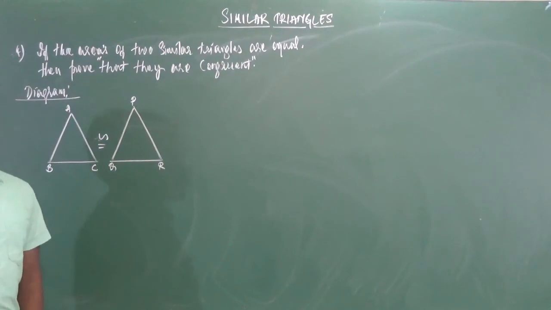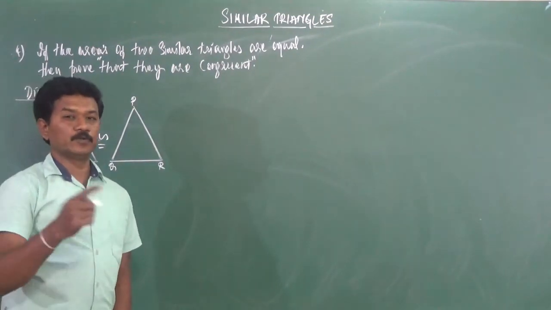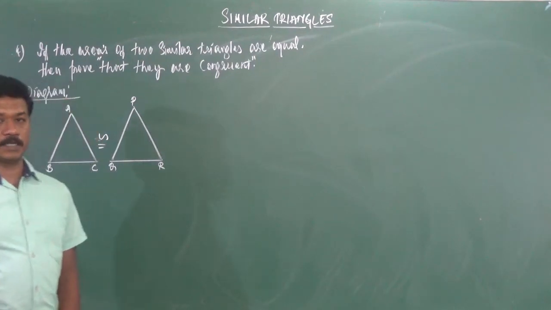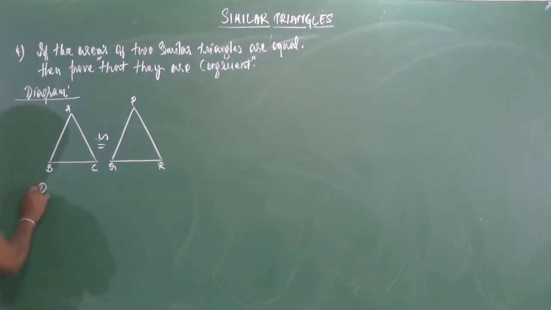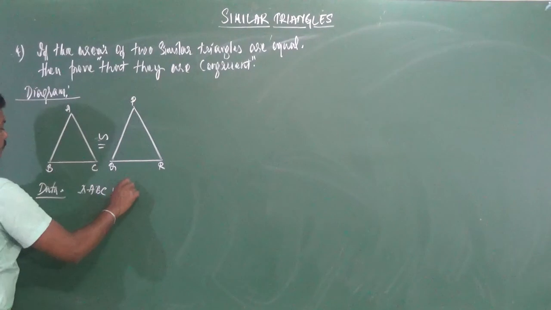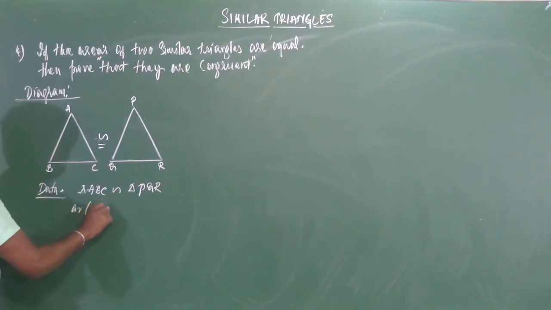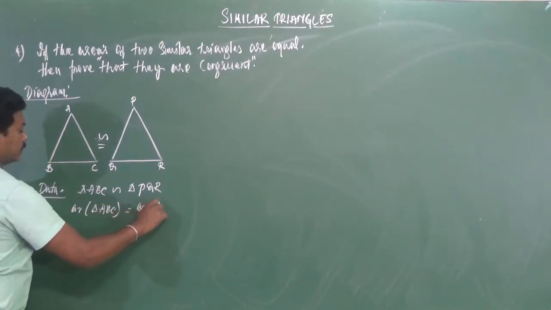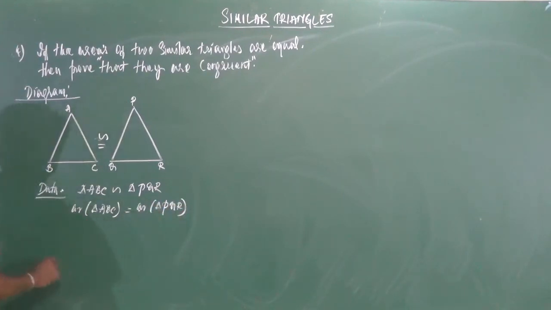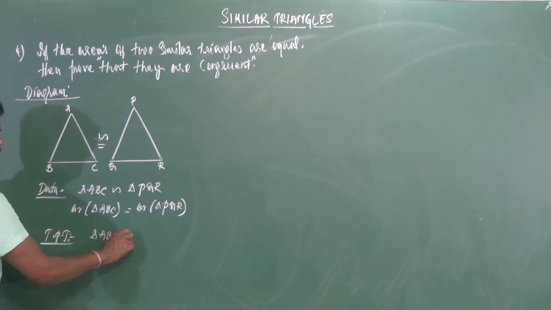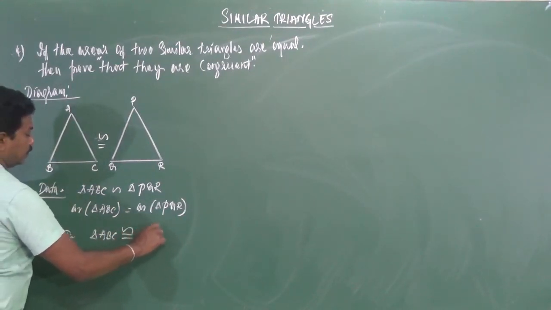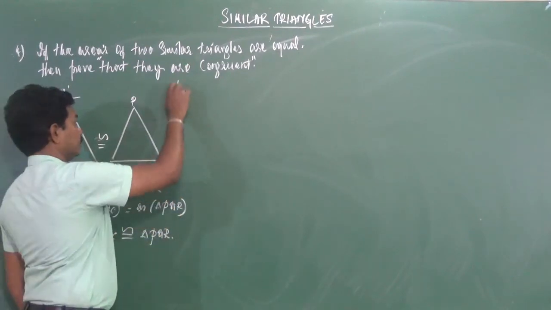In order to prove any 2 triangles to be congruent, we use any one of the 4 postulates we had learnt in the previous classes, that is in your 8th standard class. So let us get into data. Triangle ABC is similar to triangle PQR, and area of triangle ABC is equal to area of triangle PQR. This is the given. You have to prove that triangle ABC is congruent to triangle PQR. So let us get into the proof.